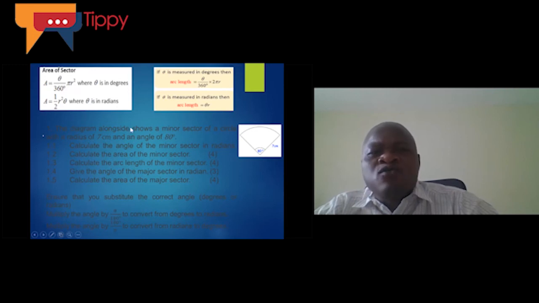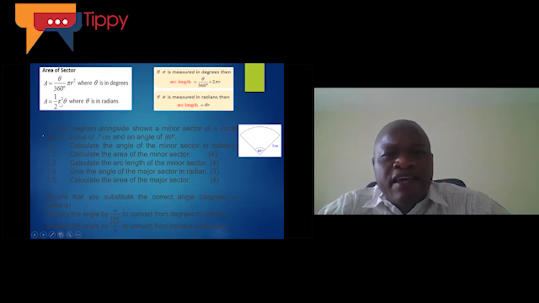Okay. So if you choose the first one there, A equals theta over 360 degrees times pi r squared. It means you're going to use the angle in degrees, which is 80 degrees. So where there is theta, you're going to put 80 degrees. Where there is r, you're going to put 7. Then use a calculator to find the answer. You will do the same thing if you were to choose the second one. You take the angle that you calculated in 1.1, put it there, and then here you'll put 7, and then you use your calculator and find the answer.